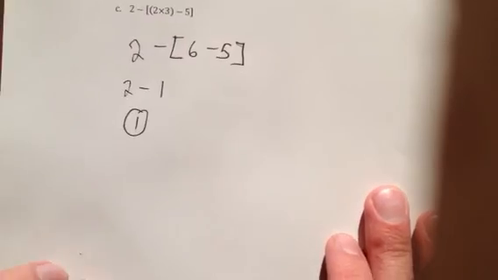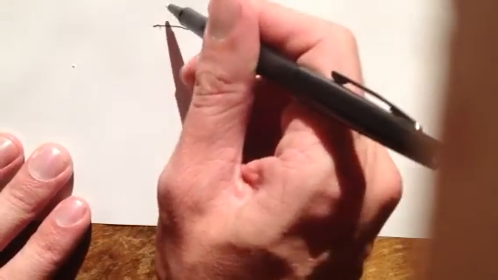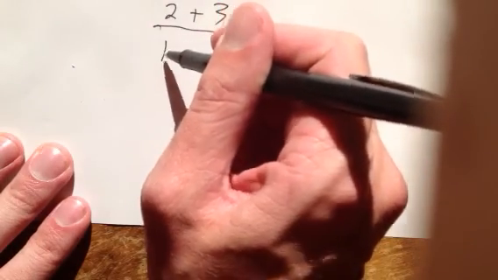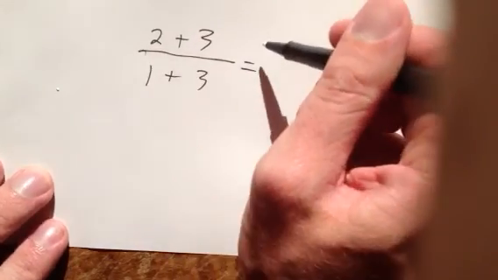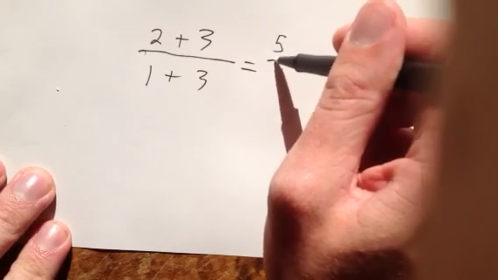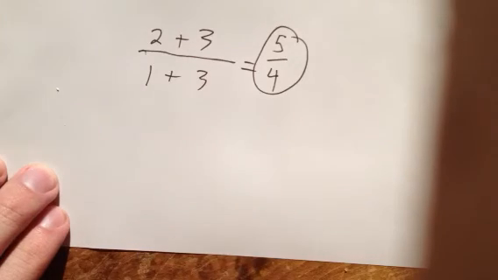One last thing to throw out there at you. If you do have a fraction, the only thing you have to really make sure you do is that you evaluate the numerator and denominator separately first before arriving at an answer. So just make sure that you do that.